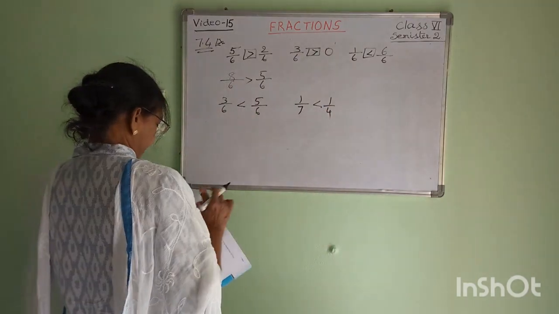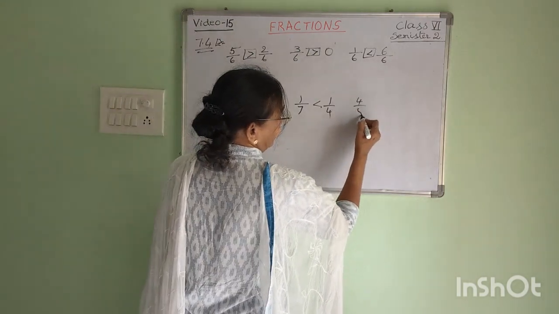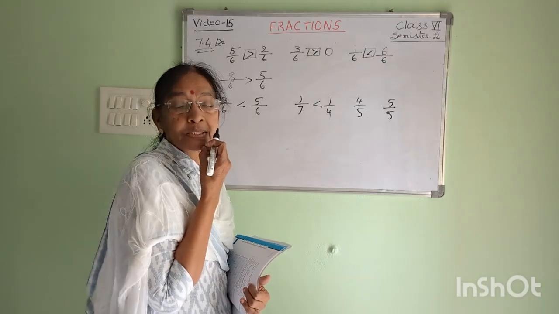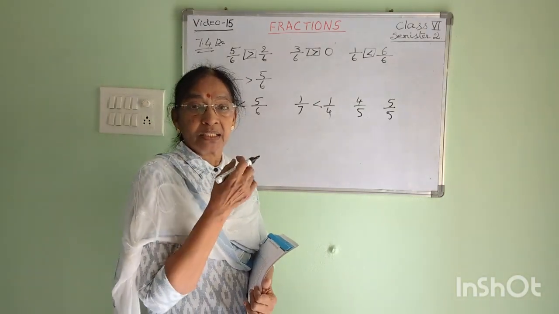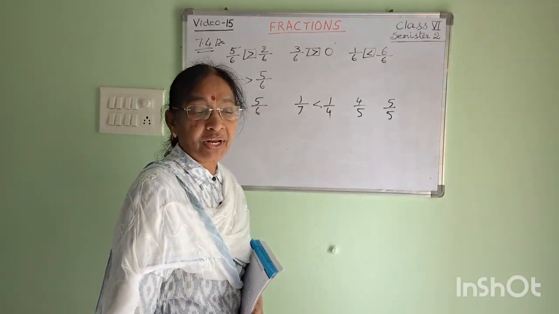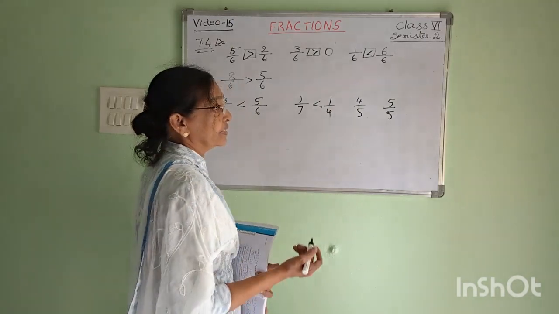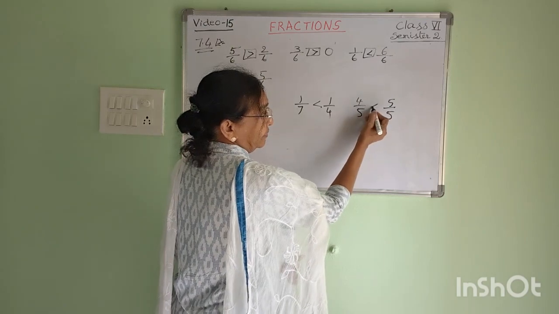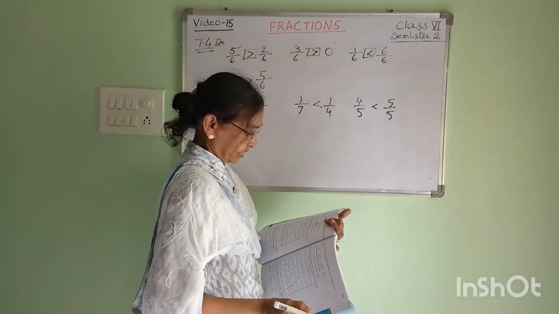Next, 4 by 5 and 5 by 5. These two are like fractions. The fraction whose numerator is greater is greater than the other. Here the numerator is less, therefore it is less than the other fraction.